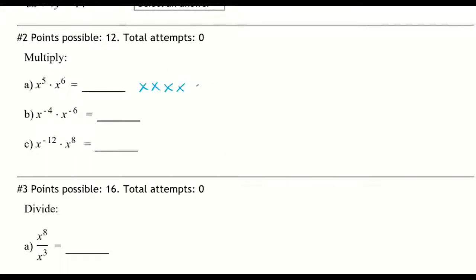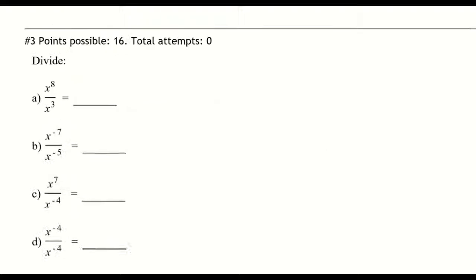Exponents have their own set of rules. When we're multiplying powers with the same base, that means the same bottom number or letter, then we can add the exponents. So here I have x to the 5th times x to the 6th, together that makes x to the 11th.